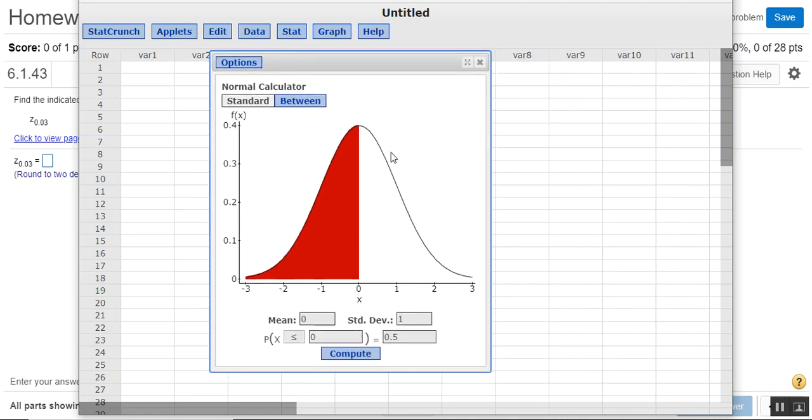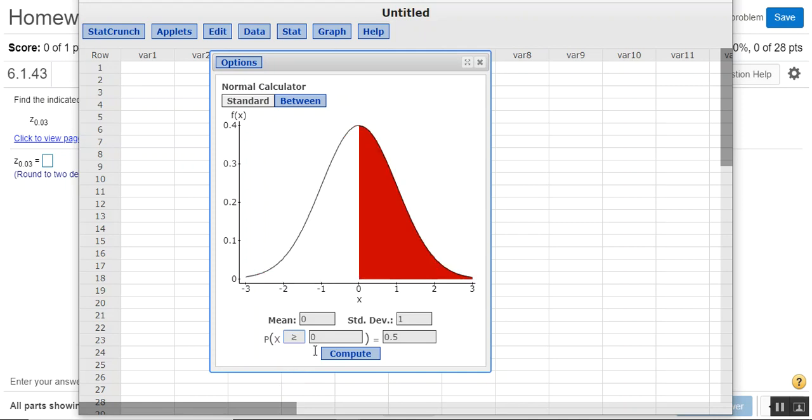How do I know that? Because the letter Z is used. And you can see that the area shaded now is actually to the left, right? You should not be surprised because all the values under the shaded area are the values less than or equal to 0. But that's not what we want. We want the area to the right. The notation was to the right.